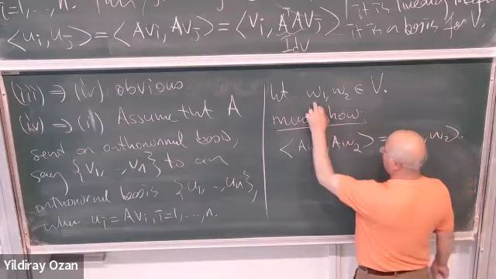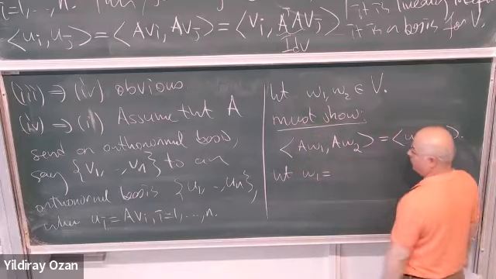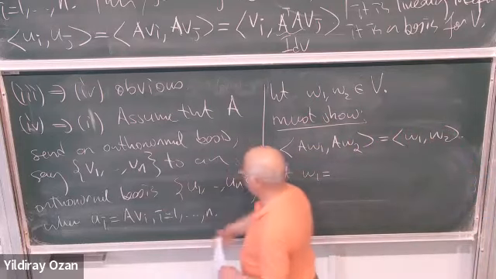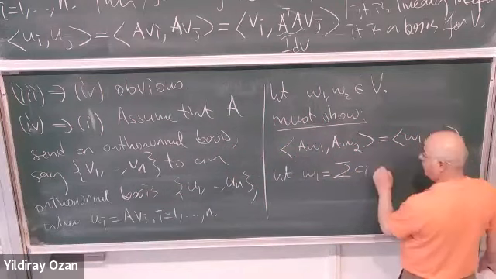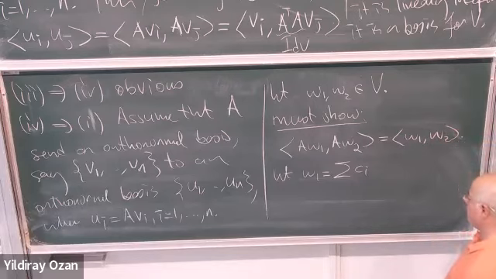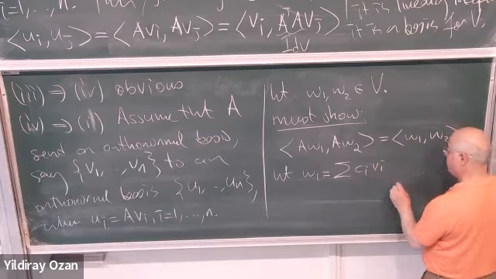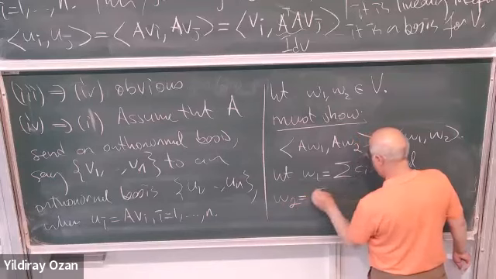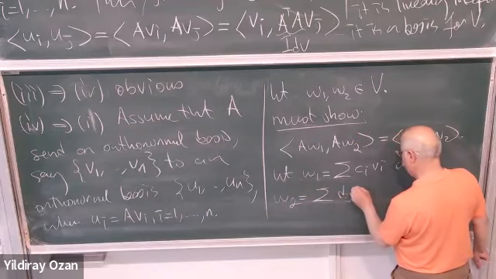Let's do it like this. Let's give W1 in this basis, U1 to Un. Let's say it is like this, Ci. And W2 with coefficients Bj.